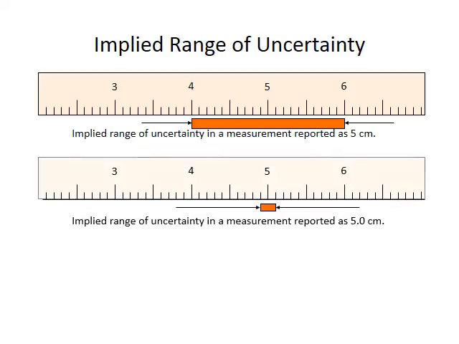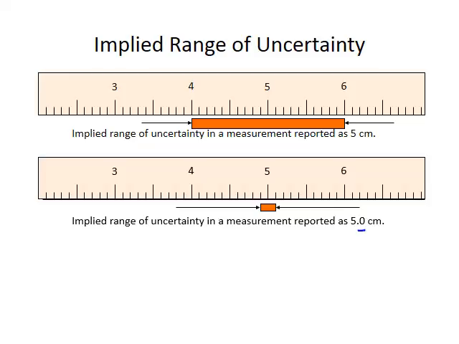So next, you report it as 5.0 centimeters. Now this makes your implied range of uncertainty associated with the tenths place, that last digit reported. So now we know that the 0.0 is estimated and the measurement could actually be anywhere between 4.9 and 5.1. This is definitely a better range of uncertainty. But with this ruler, we could do a better job.